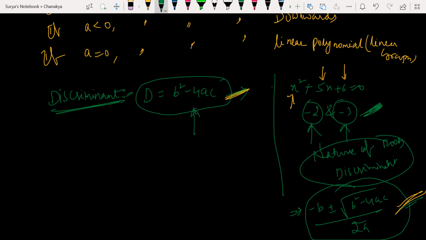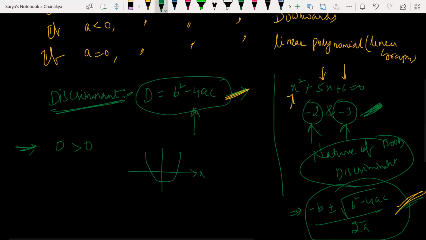Now, what is b square minus 4ac here? It is the discriminant of the given quadratic equation. I'm denoting the discriminant with d. If d is greater than 0, the parabola cuts the x-axis at two distinct points, like this. Let me show you. This is my x-axis. It will be cutting at two distinct points, one point and a different point.